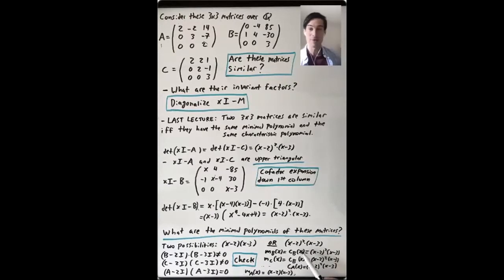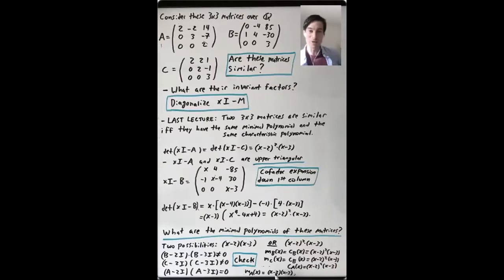All right, so the minimal polynomial is the largest invariant factor. The characteristic polynomial is the product of the invariant factors. So for B and C, there is a single invariant factor, the minimal polynomial is the only invariant factor. And for A, we know the largest invariant factor is x minus 2 times x minus 3. And we know that the product of the invariant factors is x minus 2 squared times x minus 3, and that each invariant factor divides the next one.